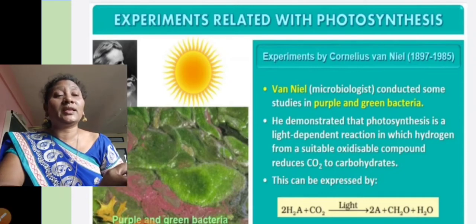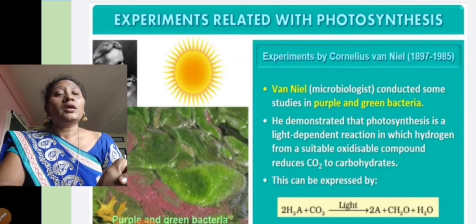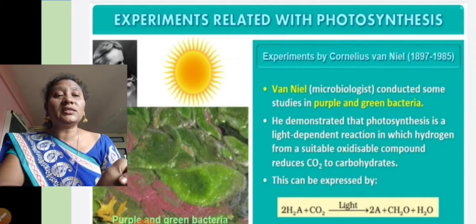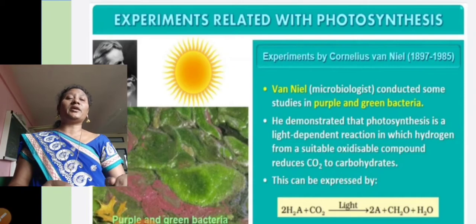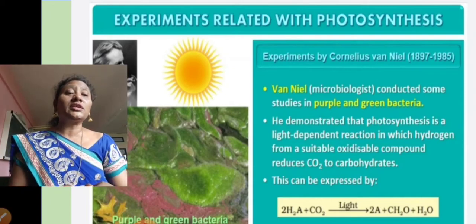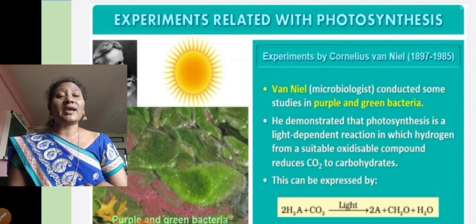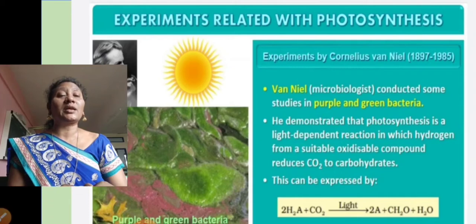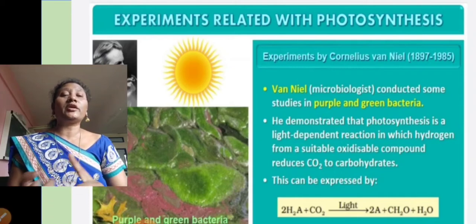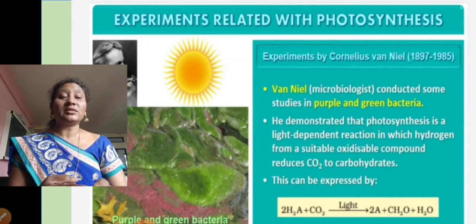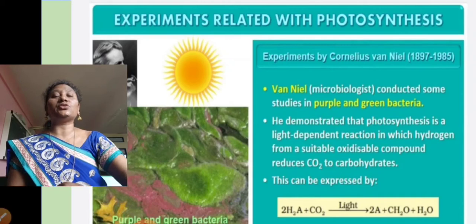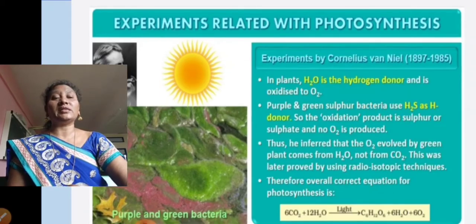Next is the experiment by Cornelius Van Niel, C.B. Van Niel, as we used to call him. This microbiologist conducted studies on purple and green bacteria. He demonstrated that photosynthesis is a light dependent reaction in which hydrogen from a suitable oxidizable compound reduces carbon dioxide to carbohydrates. So carbon dioxide is converted into carbohydrates. This can be expressed by 2H2A plus CO2 gives rise, in the presence of light, to 2A plus CH2O plus H2O. This is the equation given by Van Niel.